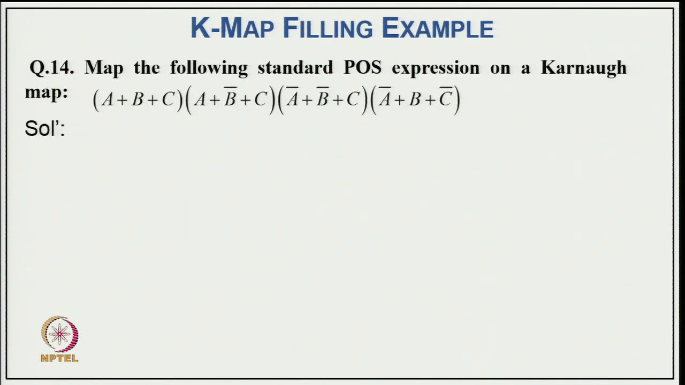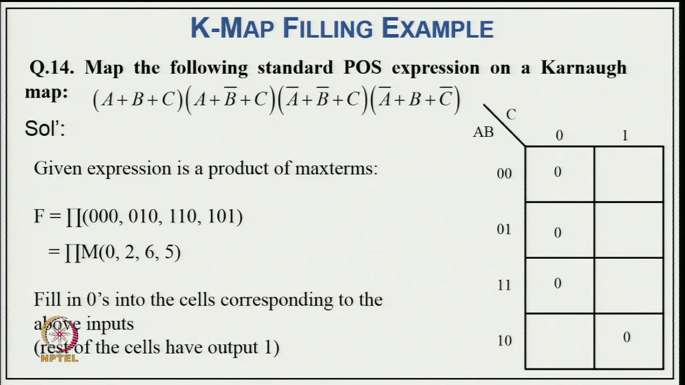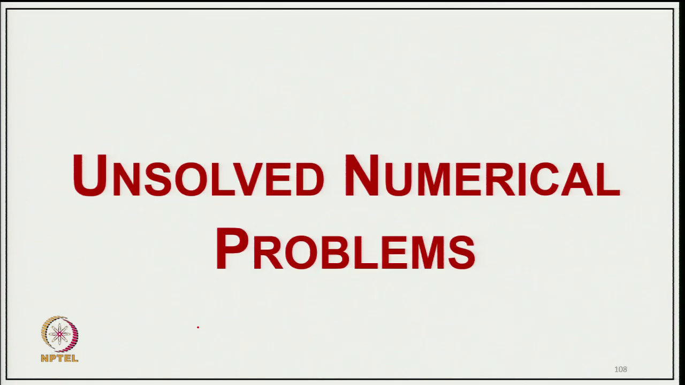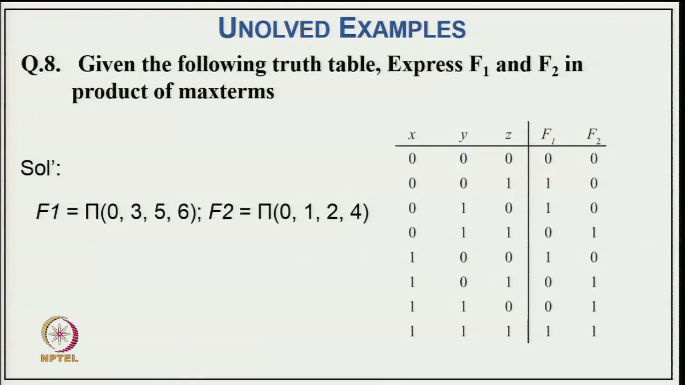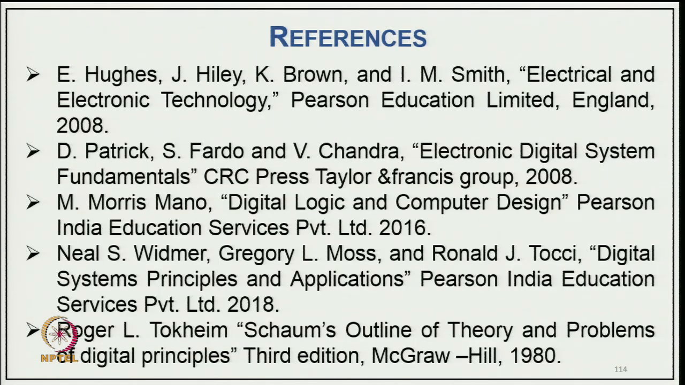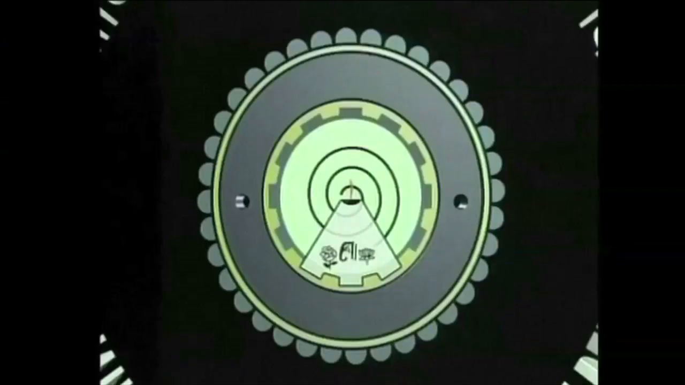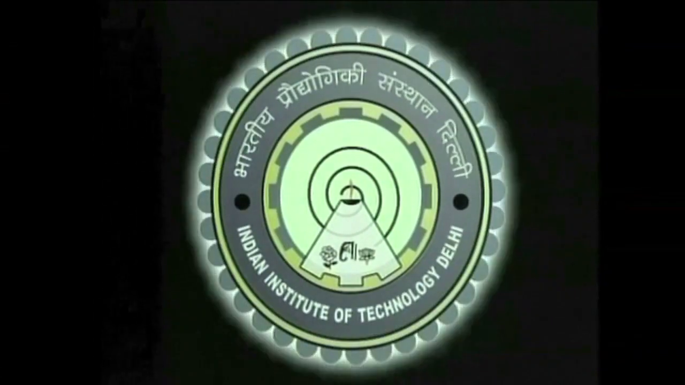Next example: map the following product of sums on a Karnaugh map. Here we are putting on this 3 variable Karnaugh map all these maxterms corresponding to these, and then we can write the sum of all maxterms here. Now, there are some unsolved examples which you can do in a similar manner, just for the purpose of exercise, and these are the references by which we have developed this lecture, and thank you.